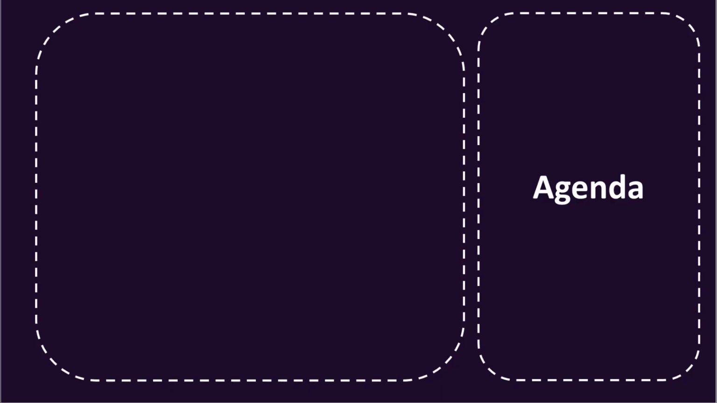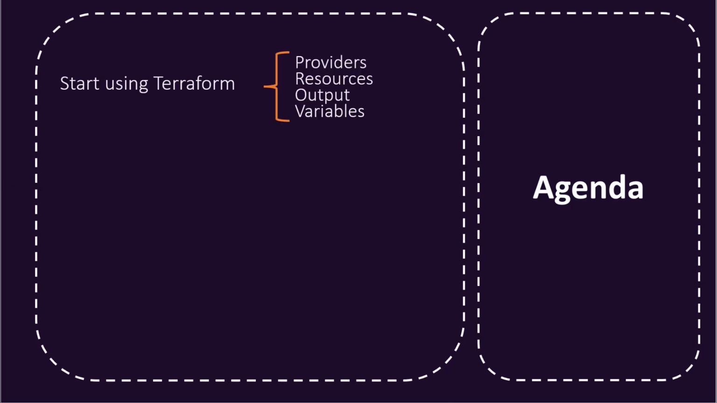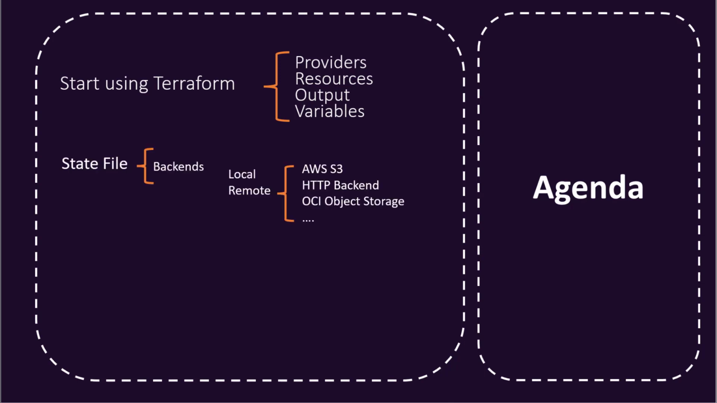For this presentation, this is my agenda. I will start with using Terraform and I will describe what providers and resources are, how we can use output, and how to define variables. Then I will speak about a state file and backends, because for understanding Terragrunt, a state file is very important. We will speak about local and remote backends. Also, we will speak about modules.